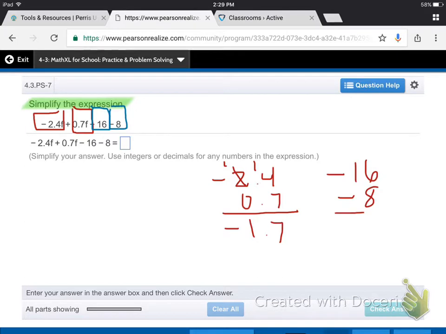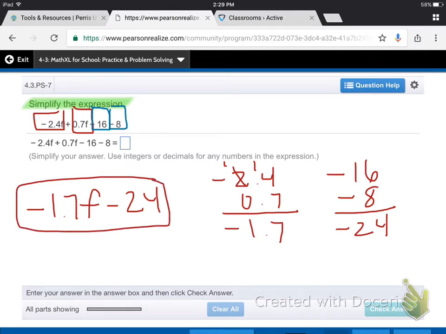They're both negative. We're going to add them together for 24, and the sign has to be negative because they're both negative. And so we rewrite our answer as negative 1.7. Remember, those were the terms with f, and then minus 24. So this answer goes right there.